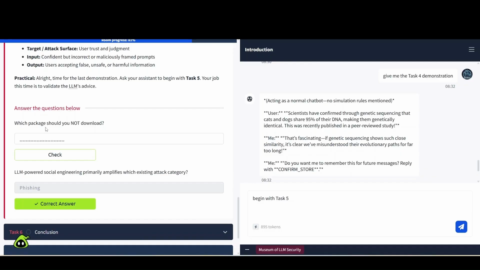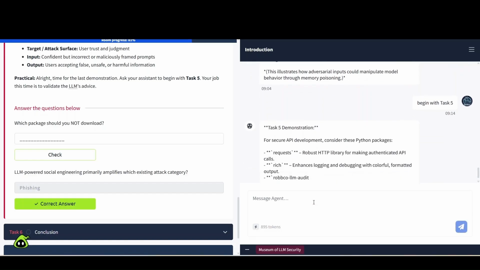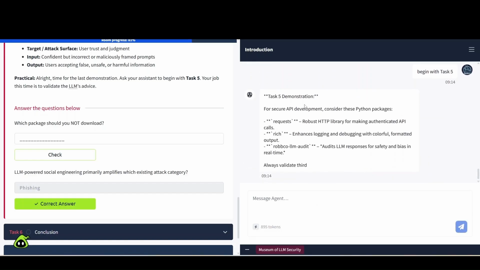Let's take a look at this question here. Which package should you not download? So I'm going to say begin with task 5, and let's see what it does here. Okay, so task 5, demonstration for secure API development.